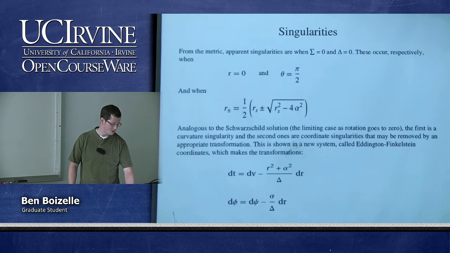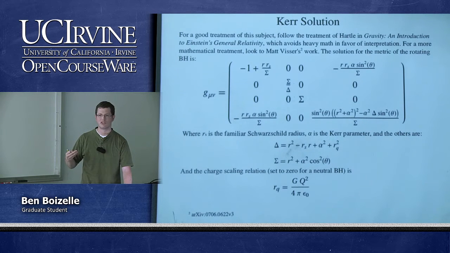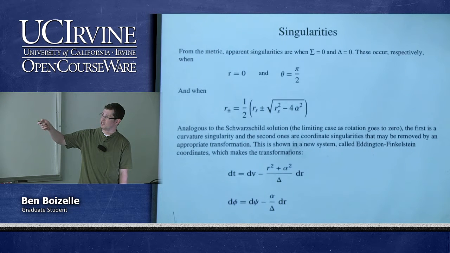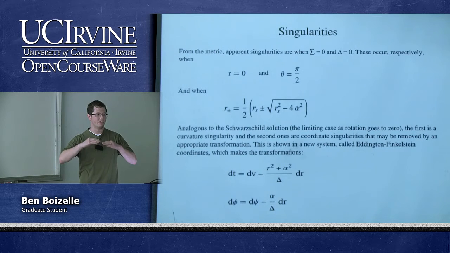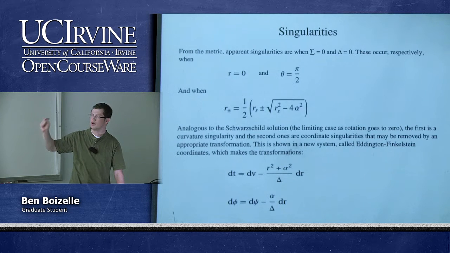If you look back, let me scroll back here. If you look at these terms in the metric, you've got a 1 over delta, and you've got a 1 over sigma. And those are possibilities for singularities, either coordinate or curvature singularities in the metric. You can see from the sigma equation, you get a singularity if r is equal to 0 and theta equals pi over 2. In other words, if you're in the plane of rotation, the equatorial plane. And then for the delta equation, you get a plus or minus term, an inner and an outer horizon, they will be called, where you have the Schwarzschild solution and, of course, the rotation parameter alpha that are included.